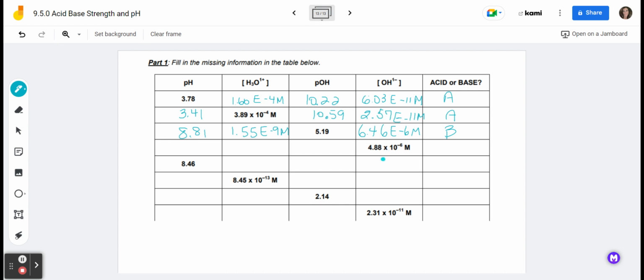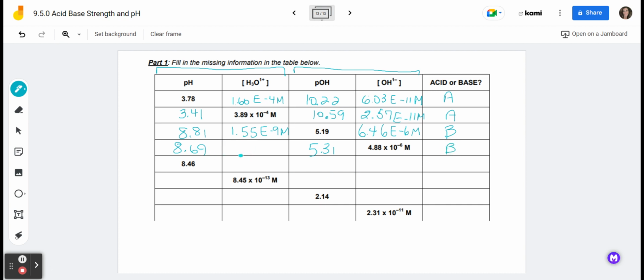This row gives me the hydroxide concentration. What I can do is I can go to pOH. So negative log 4.88 E negative 6, which I get 5.31. Remember, these go together. So just to emphasize, these go together, these go together. Okay. Now, if I know this, I can take that, subtract it from 14 to get my pH, which is 8.69. That's a base.